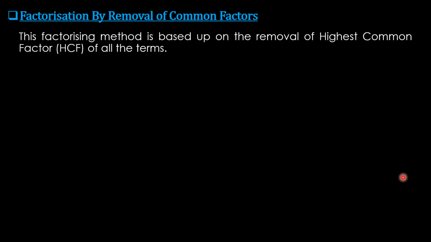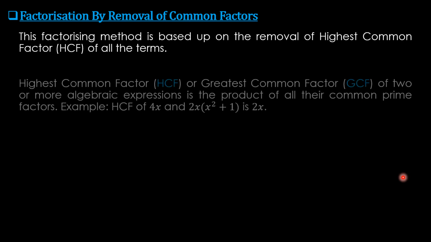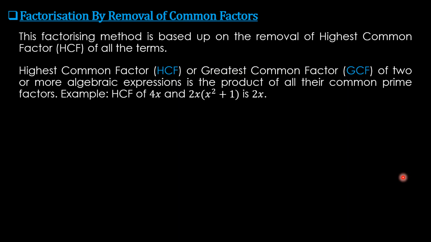Factorization by removal of common factors. This factorizing method is based upon the removal of highest common factor or HCF of all the terms. Highest common factor or HCF or greatest common factor or GCF of two or more algebraic expressions is the product of all their common prime factors.